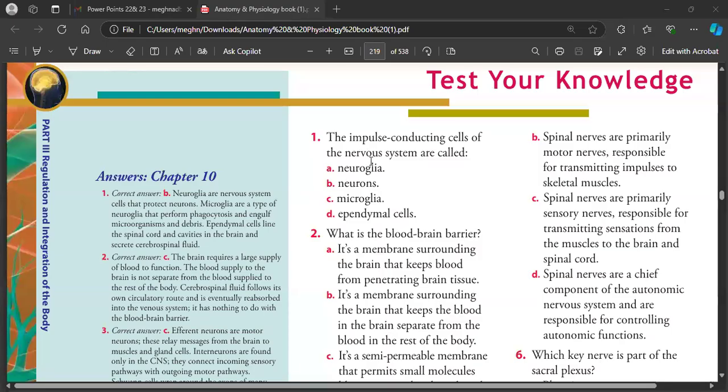Okay, so question number 1 says the impulse conductive cells of the nervous system are called. So again, the impulse is also produced in the heart, but impulse can also be produced in the brain.